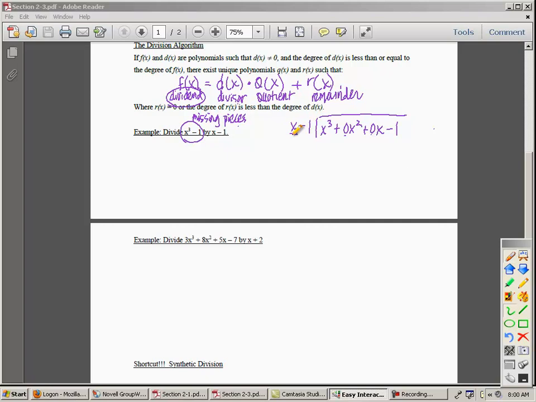We start with the outside one. X times what is x cubed? We end up getting an x squared. And I don't care where your numbers go on top. If you want to line it up with the x squareds, you can do that. So I take the x squared times both of these. I get x cubed minus an x squared, and I then subtract. The x cubes will cancel. 0 minus a negative 1 just means plus 1, so I end with x squared, and I drop down the 0x.